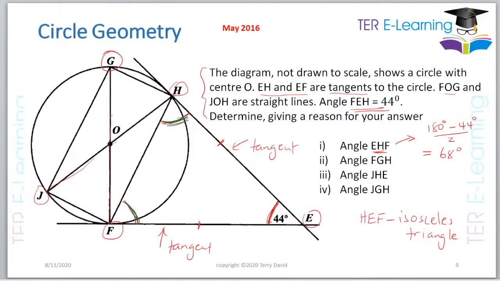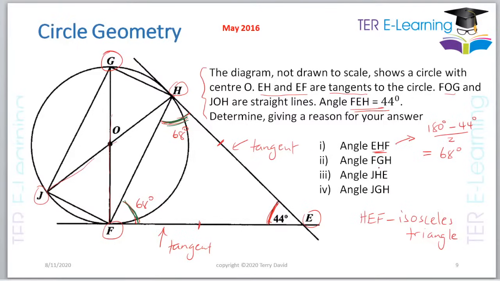So EHF is equal to 68 degrees. I'm seeing several of you actually got 68 degrees. Great job. So again, when you work out an angle, put it on the diagram. So this is 68 degrees. Here is also 68 degrees because it's an isosceles triangle. So that's as much as we know so far.